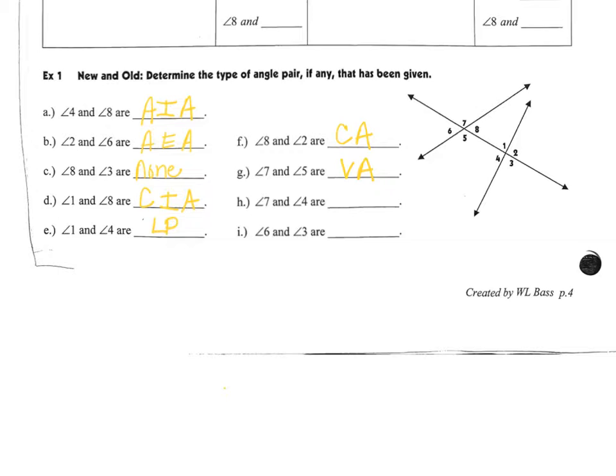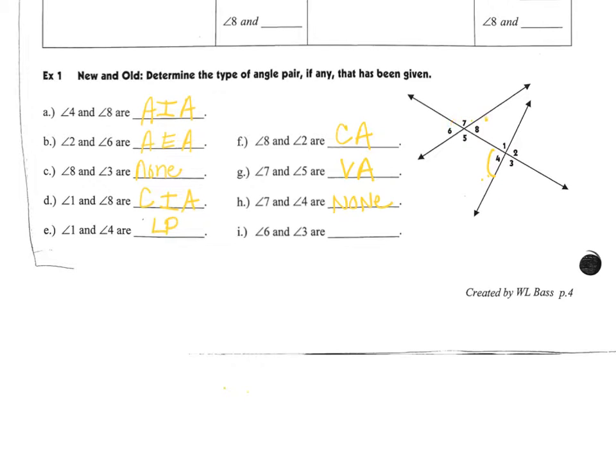If we look at our next one here, we have angle 7 and angle 4. And when we look at these, they are on different sides. One is in the exterior, one is in the interior. And if we look for our specifications, this does not fit into any category. And so there is not a special pair there.